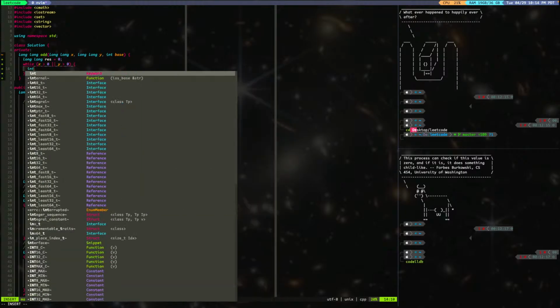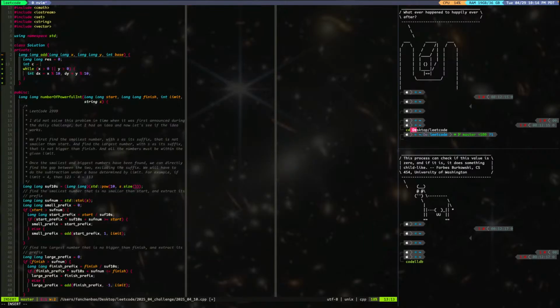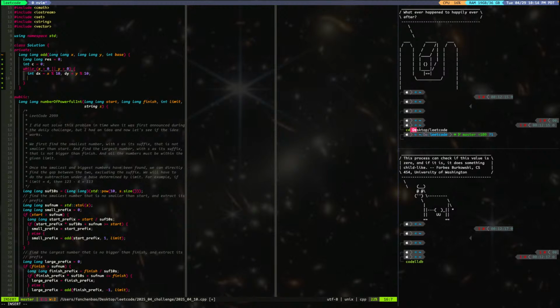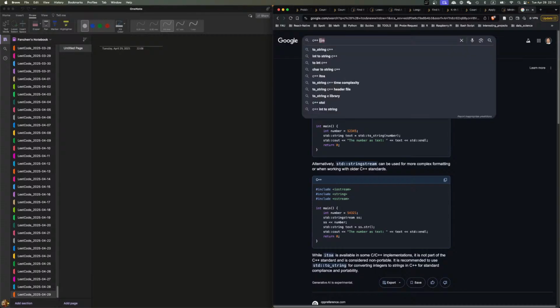Digit x equal to x mod 10. Digit y equal to y mod 10. Oh, we also need a carry. So int carry, carry is 0. I am not sure if the mod in C++ behaves the same. Can I have C++ online?